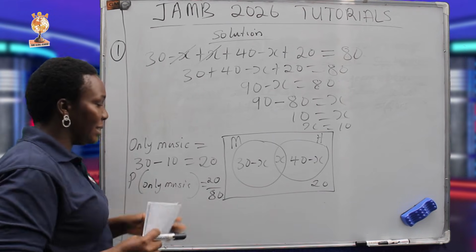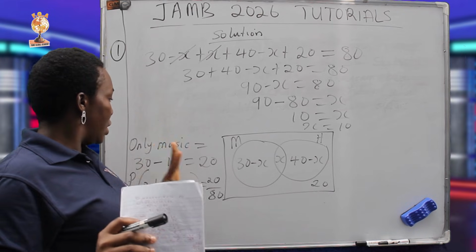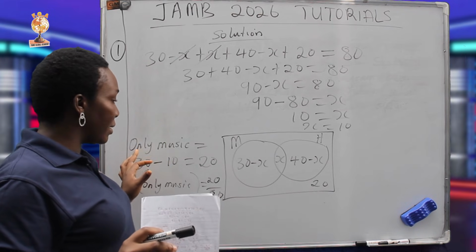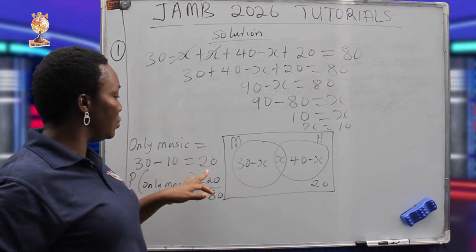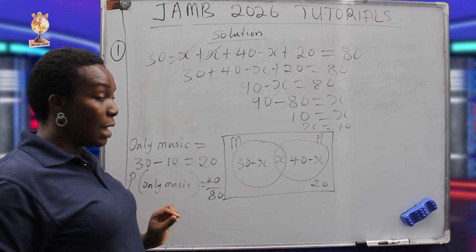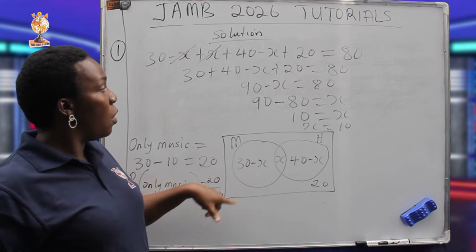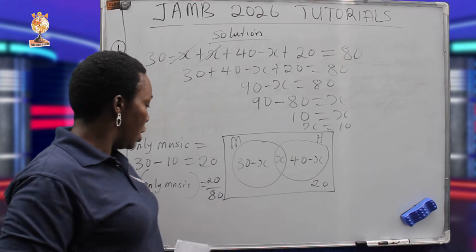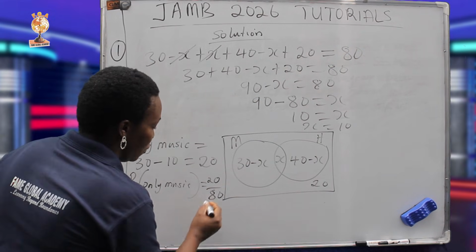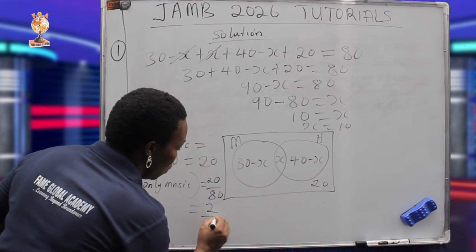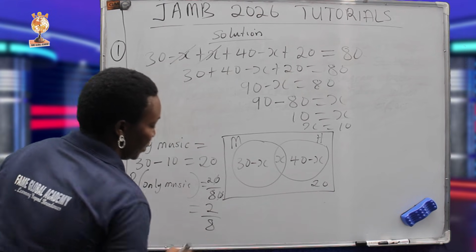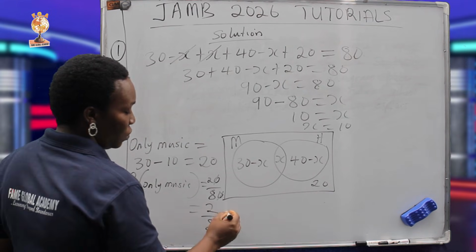Once you get the number of students that offer only music as 20, then to get the probability, it is only music all over the total number of students. So that will give us 20 over 80, which is the same thing as what? 2 over 8. This 0 will cancel this 0. And 2 over 8 is what?